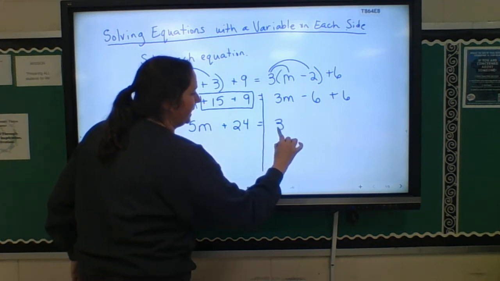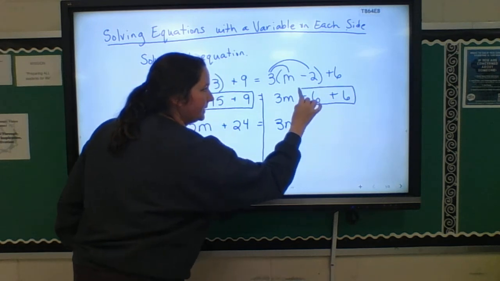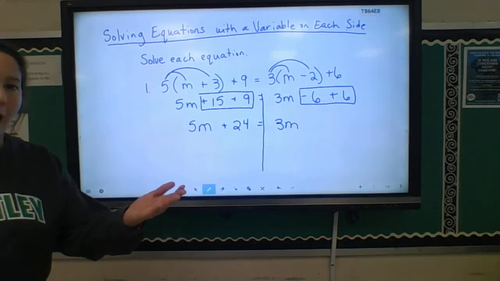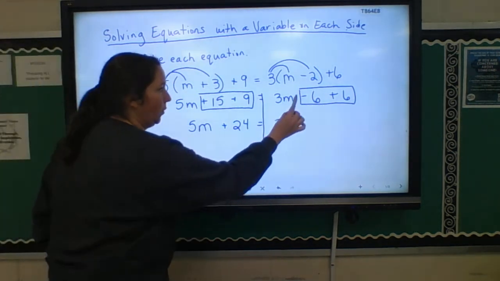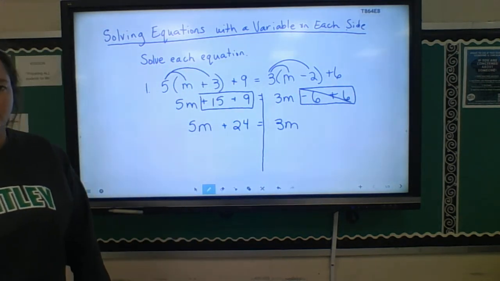And then 3m, well, what happens with negative 6 and plus 6? Those are opposites, so they go away. Negative 6 plus 6 are opposites, so they cancel out.